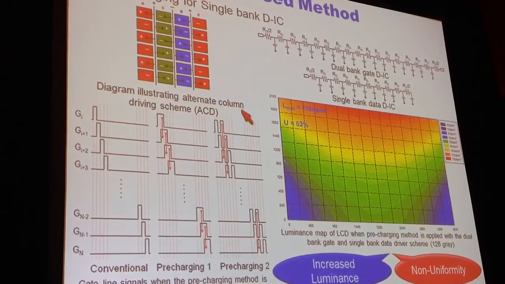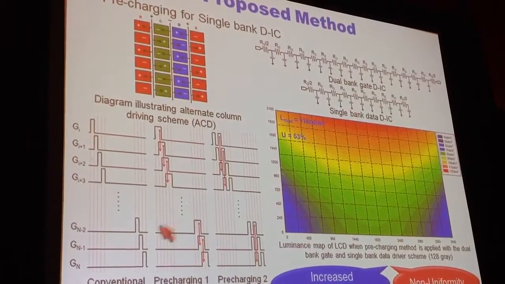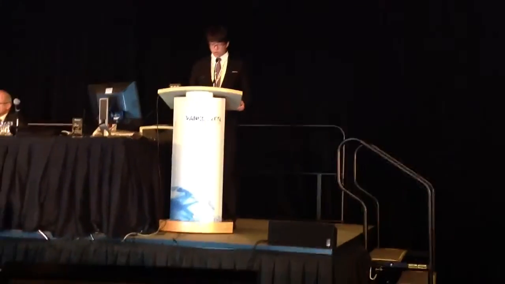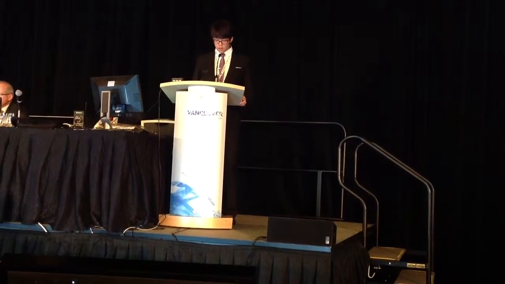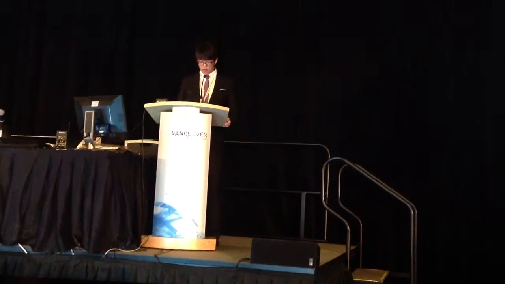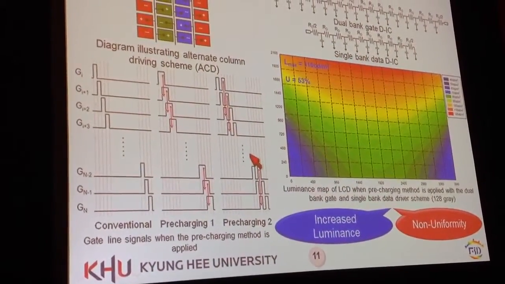These are the gate signals when the pre-charging method is applied. To make one line time longer, within the limitation of one frame time, a single line must share its charging time with the other lines. In our work, because the alternate column driving scheme is applied, we use the gate line as a pre-charging tool, this one, so that each pixel is pre-charged with its own color.